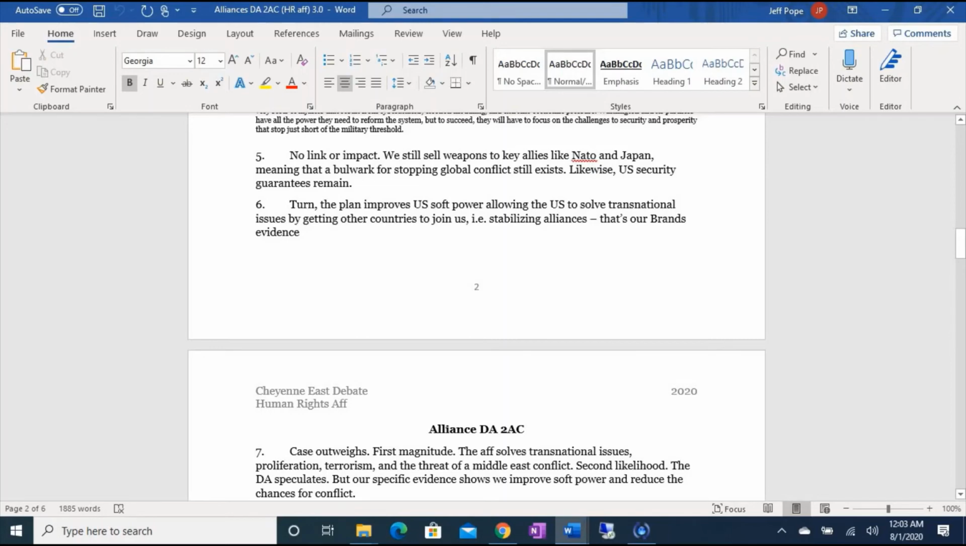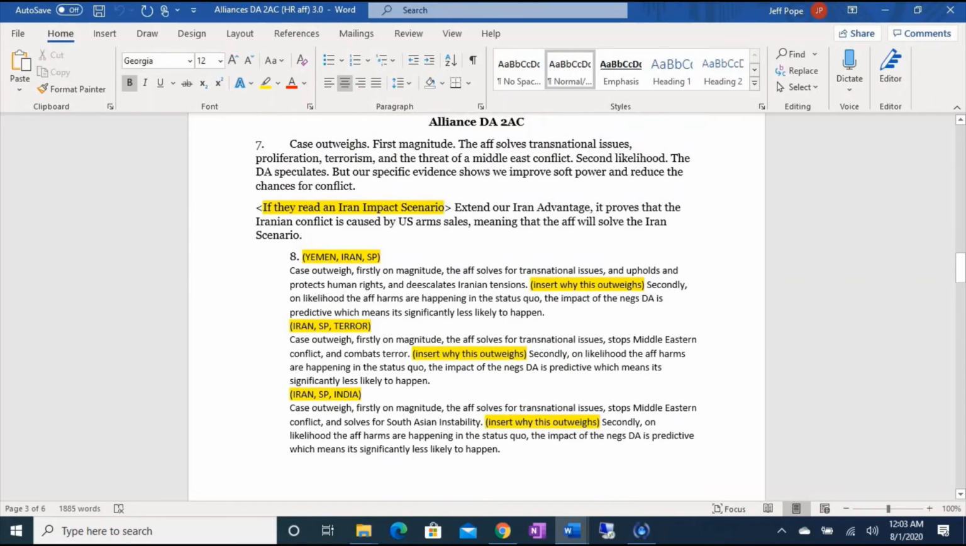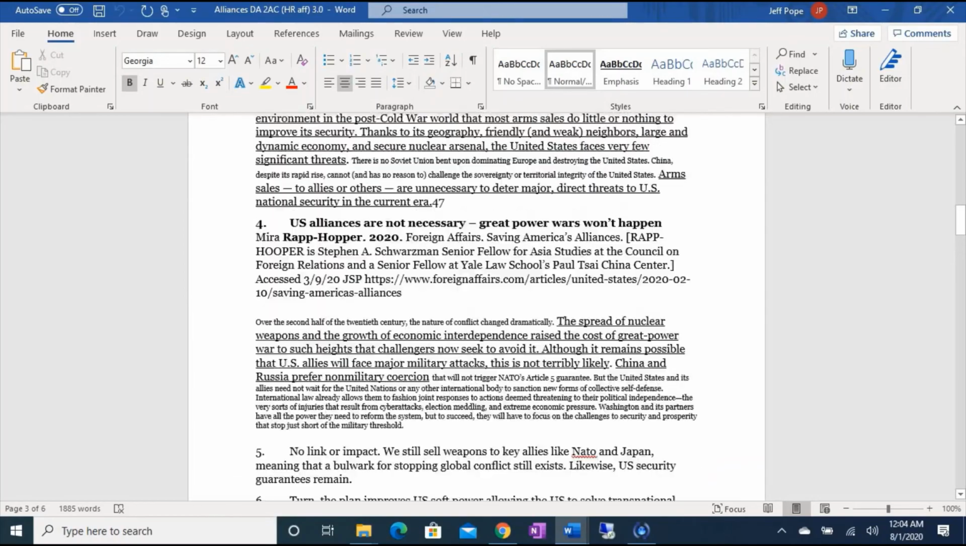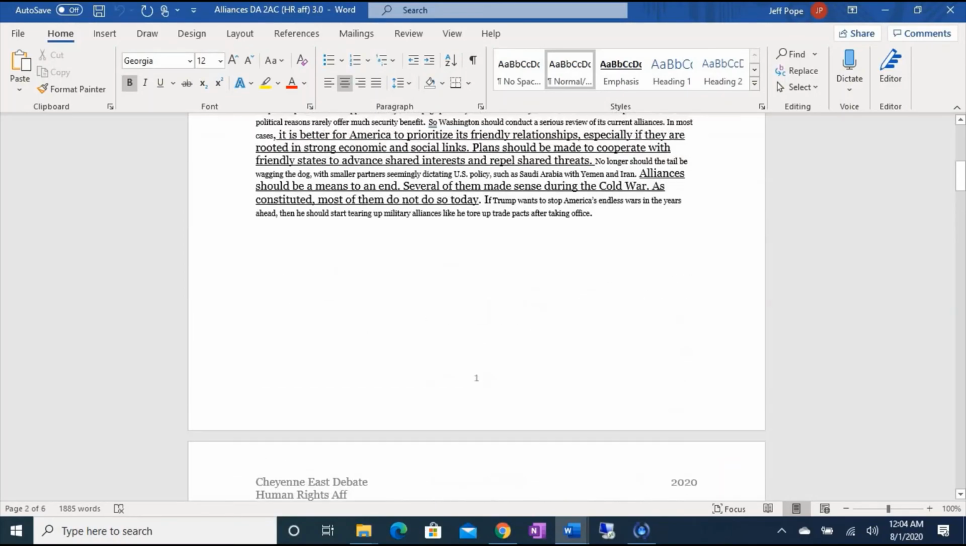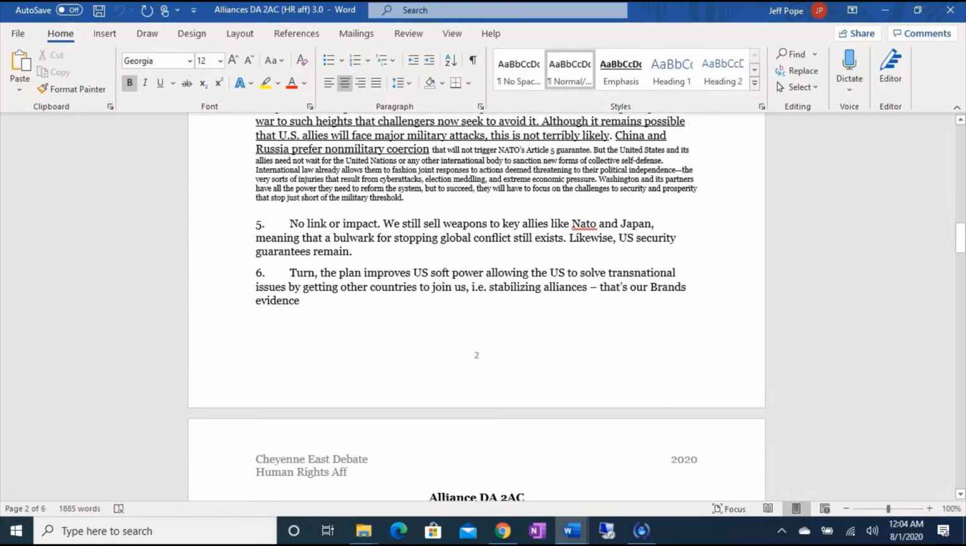So argument number 5 is no link or impact. We still sell weapons to key allies like NATO and Japan. Then there's 6, 7, and then there are here, it's an if-then. If, for example, there's a specific impact argument the negative makes, we had pre-written arguments to that. So what you should take away from this is a block really isn't that complicated. It's evidence, analytical arguments, all put together and ordered that you can read them in the 2AC.